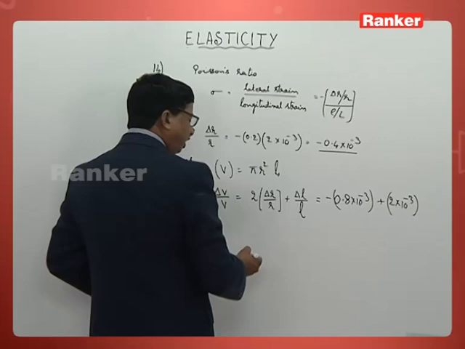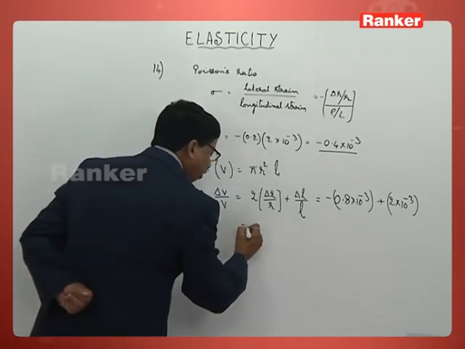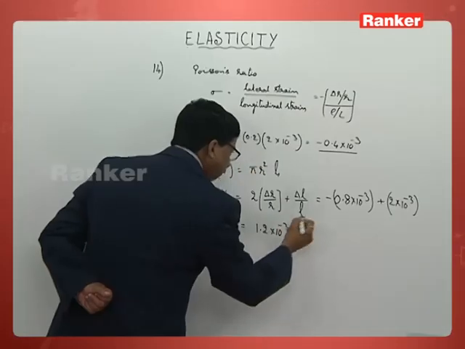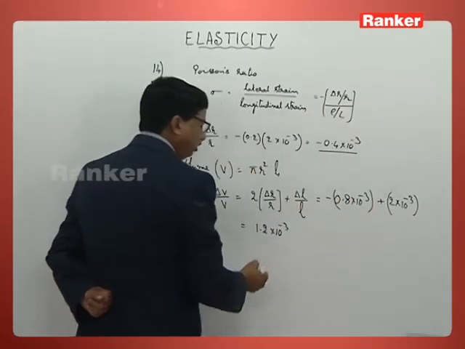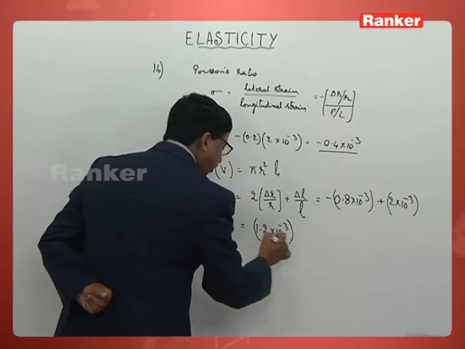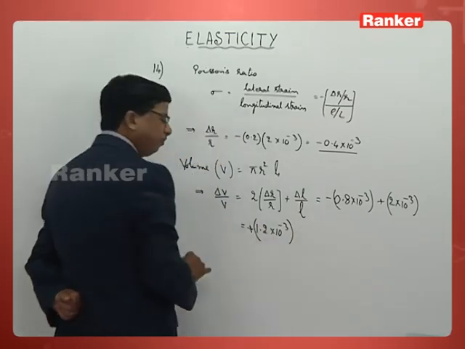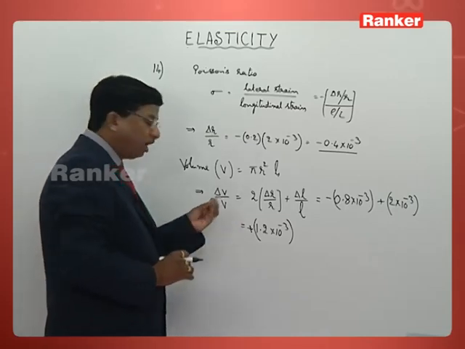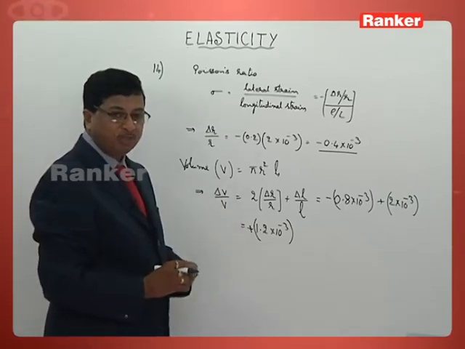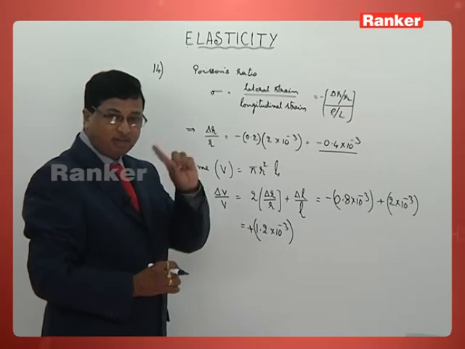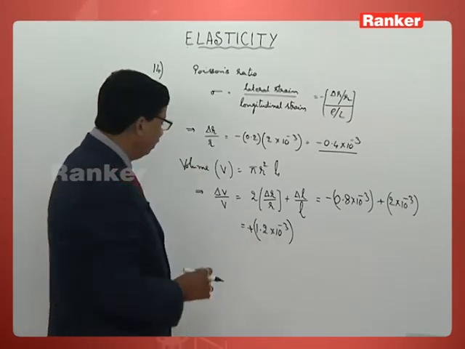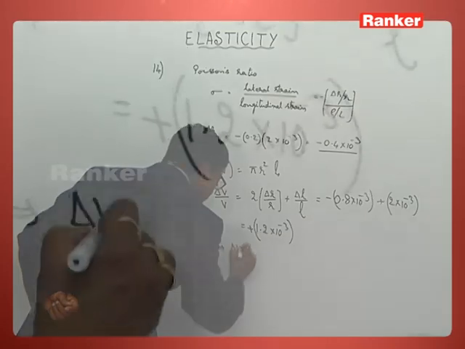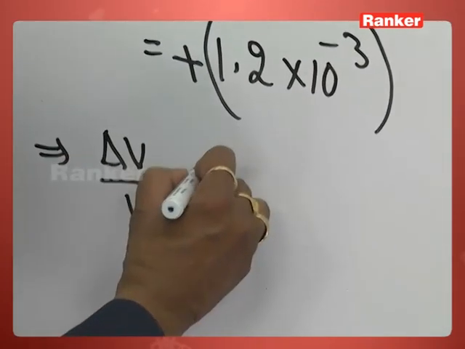So what is the ultimate value you are getting now? This now becomes 1.2 into 10 power minus 3, 2 minus 0.8. This is the value with the positive sign. But he is not asking you once again simply the fractional variation in volume. He is asking you percentage change in volume. Therefore, what we just have to do, this implies delta V by V into 100.